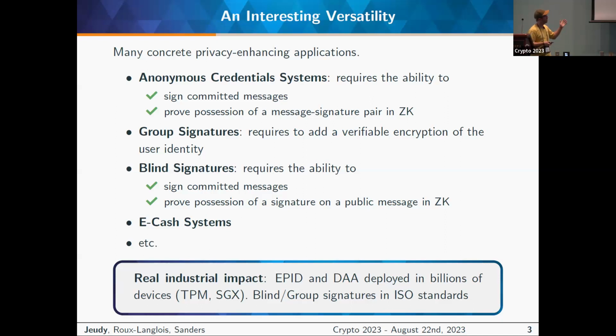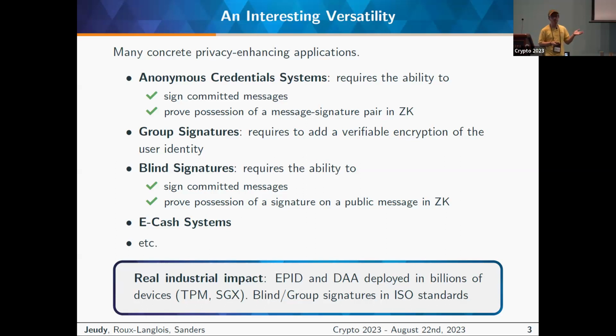You can also do blind signatures, which are essentially a relaxed version of anonymous credentials, where you're allowed to divulge the message during verification. And you can also do plenty of other things like group signatures, e-cash, e-voting systems, and so on. But although it's already very interesting from a theoretical standpoint, it also has direct industrial applications. For example, we have enhanced privacy identification and direct anonymous attestation, which are kind of flavors of group signatures.